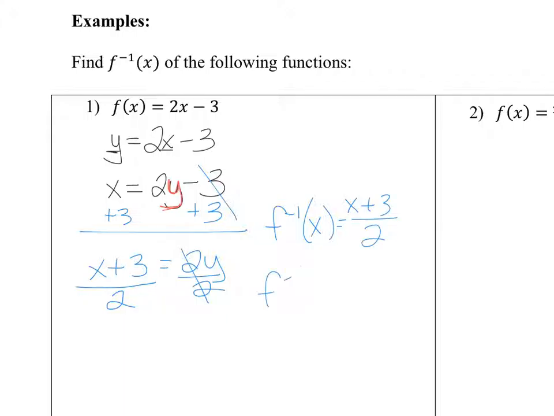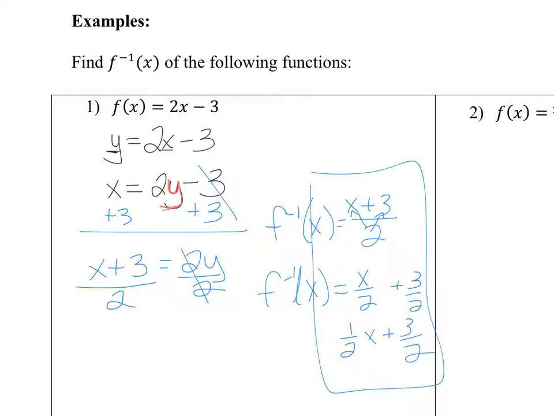Now, you have to recognize also that you could divide this 2 into both of those pieces, so you could get x over 2 plus 3 over 2, or also 1/2 x plus 3 over 2. These are all the same answer. Okay, you're in kind of higher math now. You have to be able to recognize that these are all really the same thing.